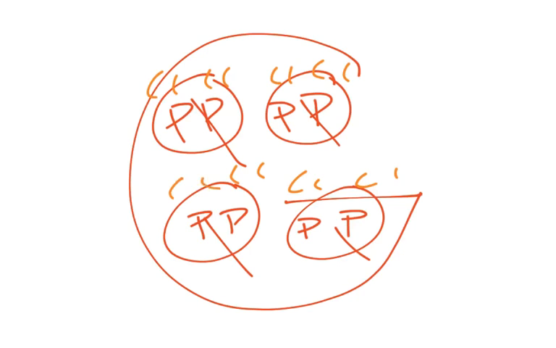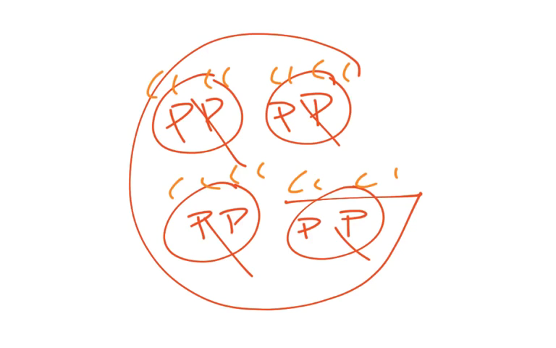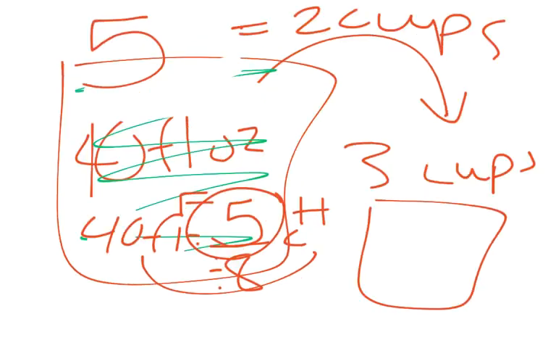So when I do that, I can see 2 cups. 2 cups is equal to 1 pint. Well, oops, I shouldn't put that there, should I? 2 cups is equal to 1 pint.